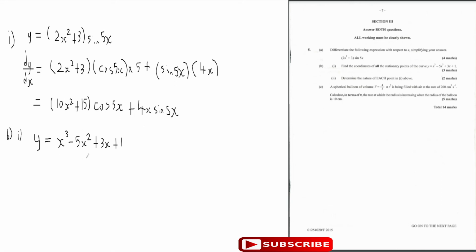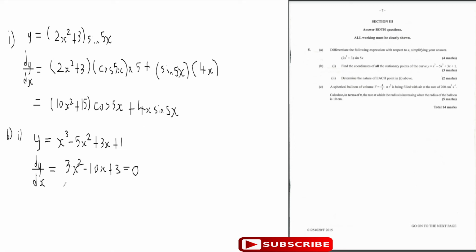And you want us to find the coordinates of the stationary points. So to find the coordinates of the stationary points, we know that a stationary point occurs when dy by dx equals 0. So first we need to find dy by dx. dy by dx is going to be equal to 3x squared minus 10x plus 3. And stationary points occur when dy by dx is 0. So we set this equals 0.